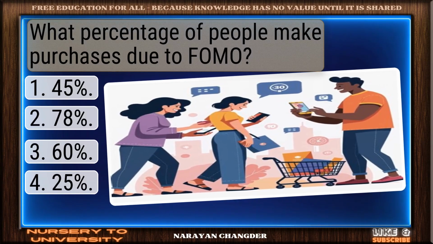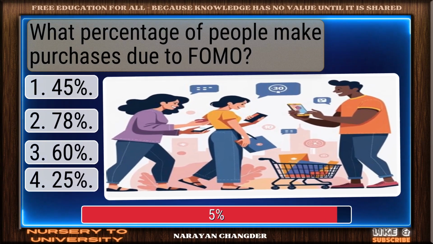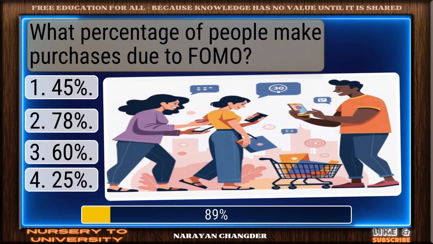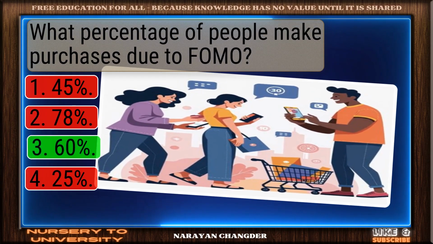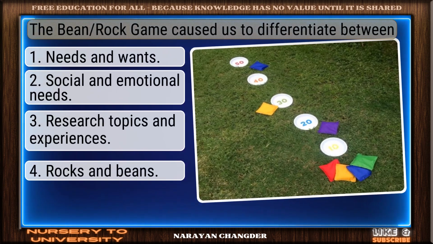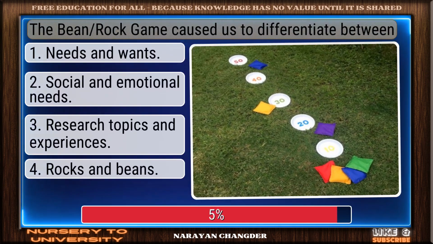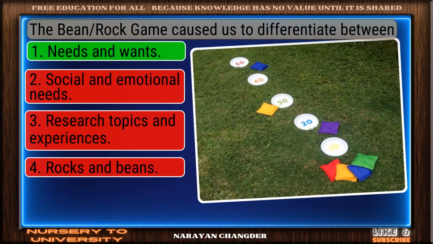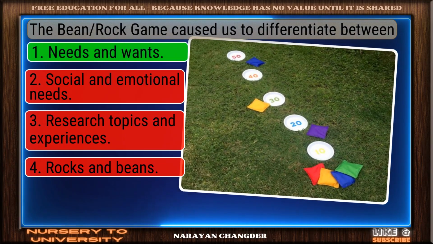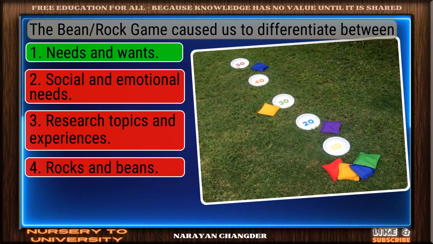What percentage of people make purchases due to FOMO? Excellent. 60% is a brilliant choice. The Bean Rock game caused us to differentiate between. Correct response. Needs and wants is the most accurate answer.